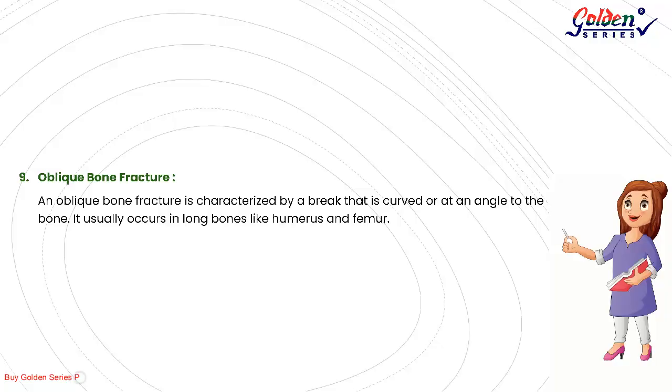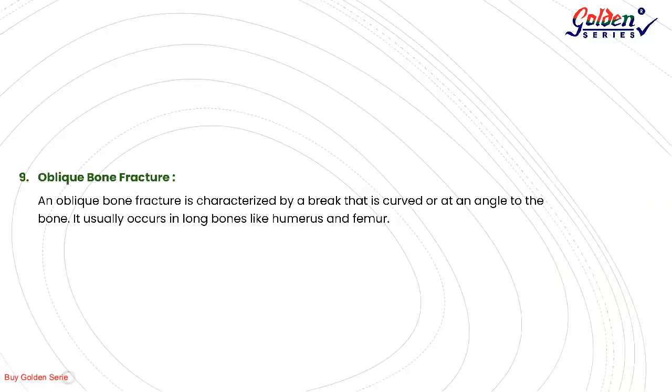Number 9. Oblique bone fracture. An oblique bone fracture is characterized by a break that is curved or at an angle to the bone. It usually occurs in long bones like humerus and femur.